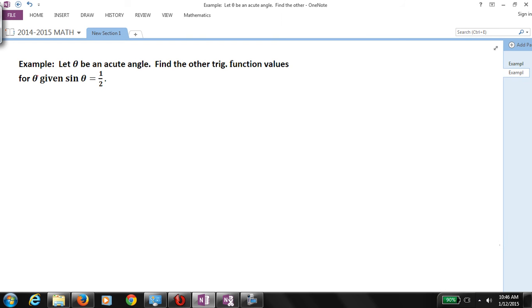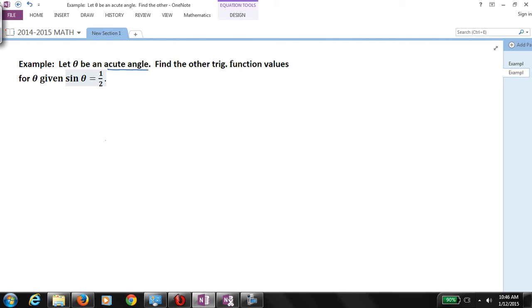All right, let's do this example. Let theta be an acute angle. Find the other six trig function values for theta, given sine of theta is equal to 1/2.